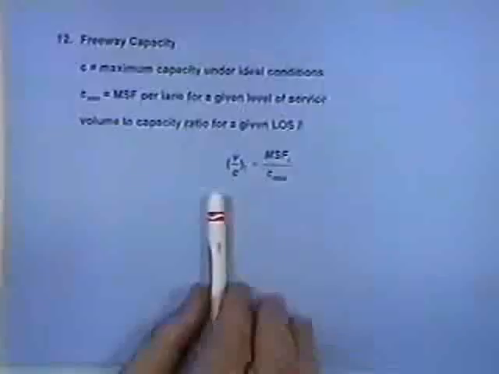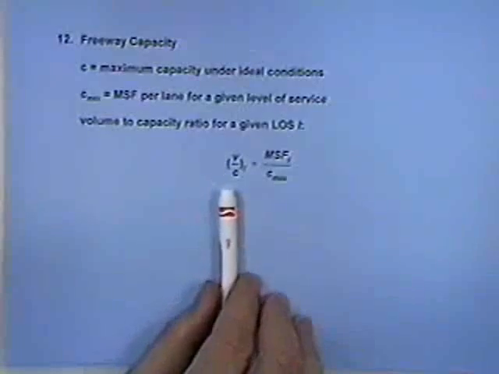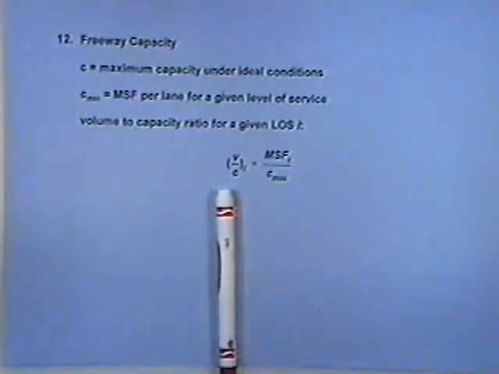We can look at this particular chart, the equation there on the slide 12, and you'll note that on the graph in front there are volume to capacity ratios for different levels of service. Those are the numbers shown in parentheses at the bottom of that graph. We know the volume to capacity ratio, we know the maximum service flow rate, that's the number just above it, and we know what the maximum capacity is going to be for that particular problem.